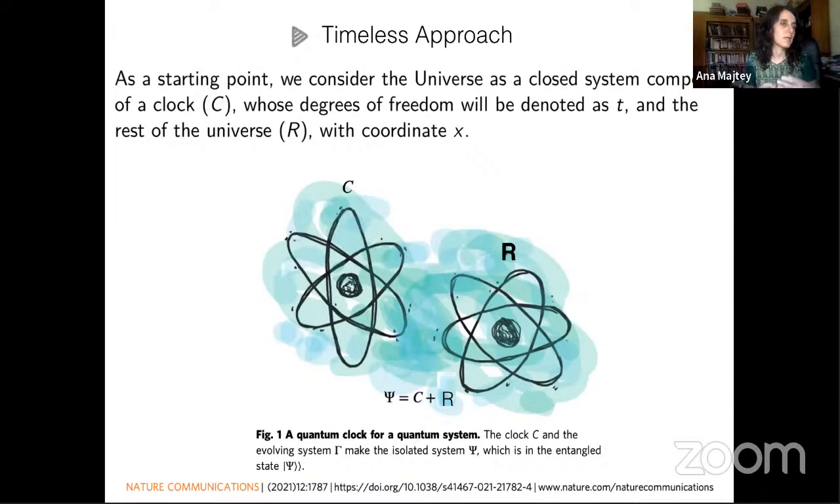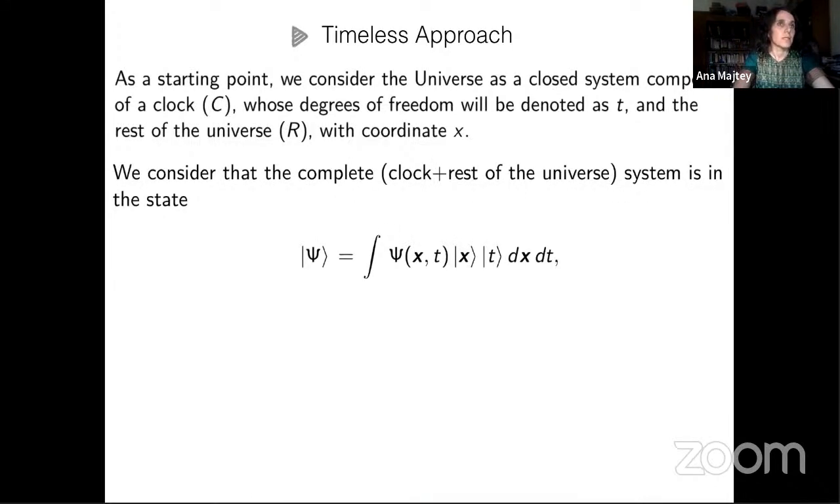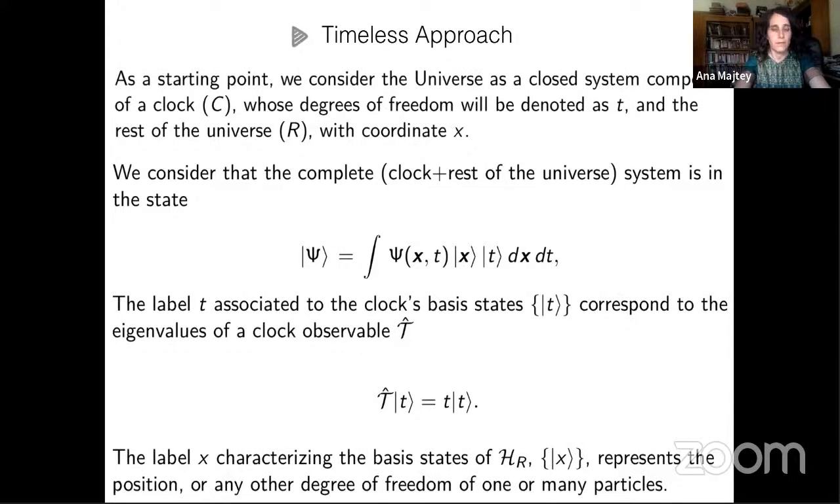Each of these subsystems, C and R, has its corresponding Hilbert space. And this whole system, the universe state, is in an eigenstate of a total Hamiltonian with corresponding eigenvalue equal to 0, consistent with the Wheeler-DeWitt equation. So we consider that this system is described by this function. We can write this expression for the state of the universe, where X represents a spatial coordinate or any other degree of freedom of interest of the system, which can be of one or many particles, and T represents the basis state of a clock, these being the eigenstates of a clock observable.